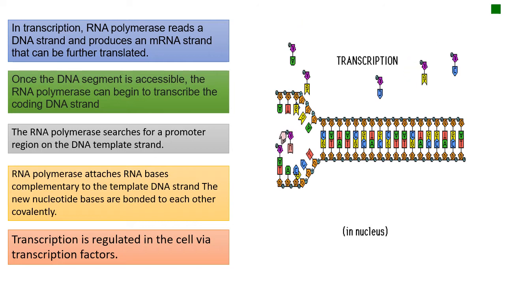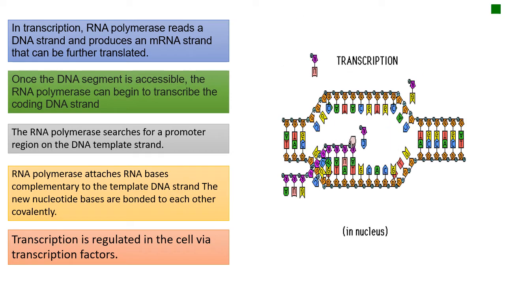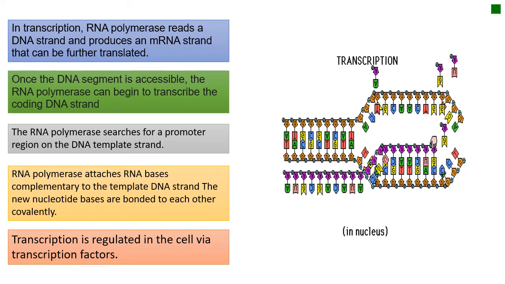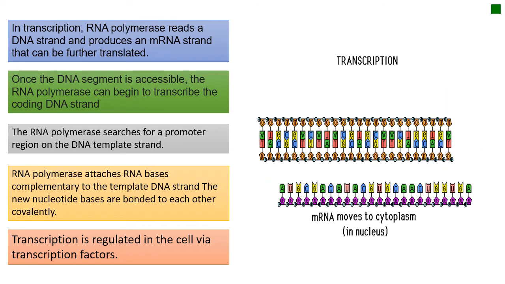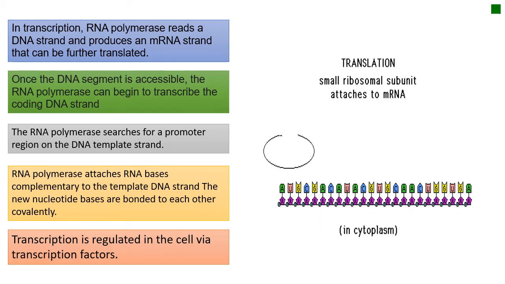Transcription is regulated by transcription factors. These transcription factors are proteins that bind to regulatory sequences of the DNA strand, such as promoter regions or operator regions. The protein bound to these regions can either directly halt or allow the RNA polymerase to read the DNA strand, or can signal other proteins to halt or allow the RNA polymerase reading.